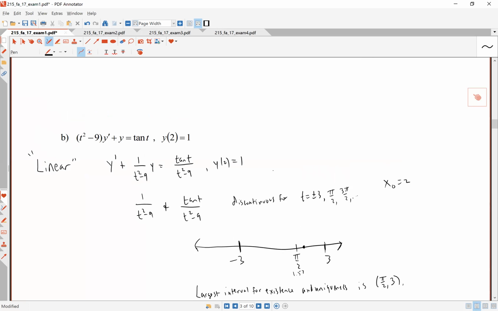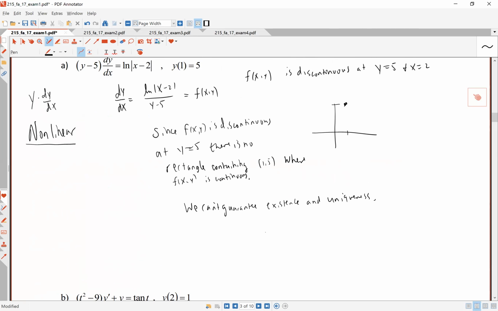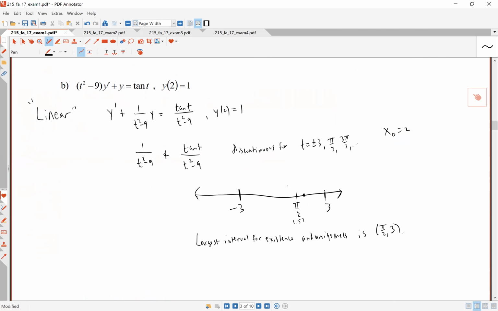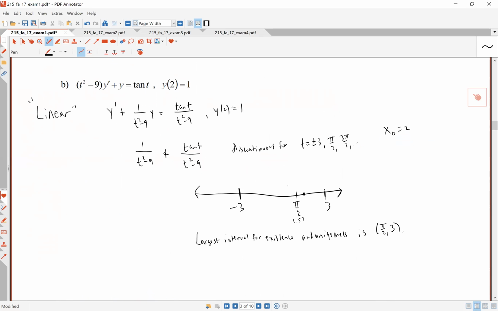All right, so for the first order nonlinear ones, you had to set dy/dx equal to f of x comma y and look for the largest rectangle containing the point where the function's continuous. And for the linear one, you just look for the interval that contains the point for which the functions are continuous.